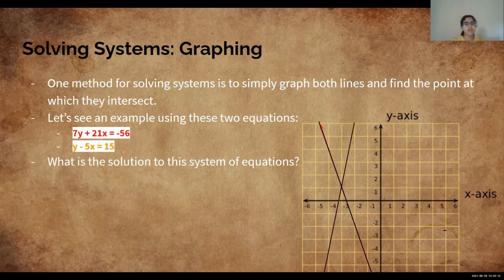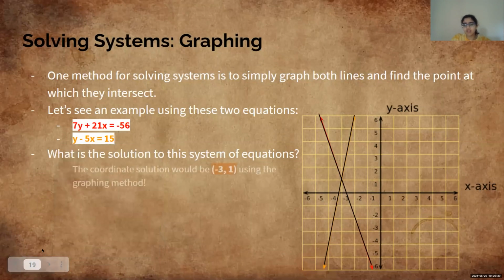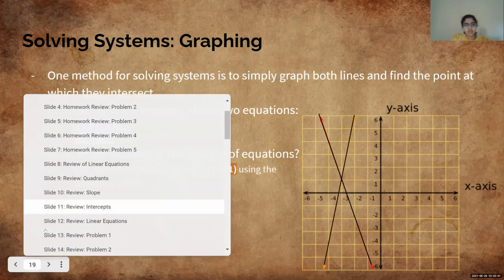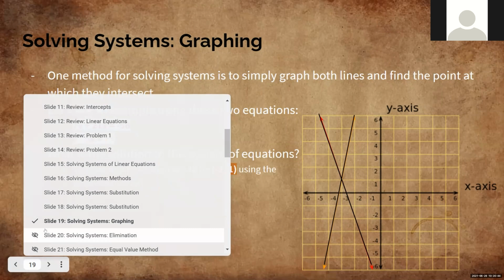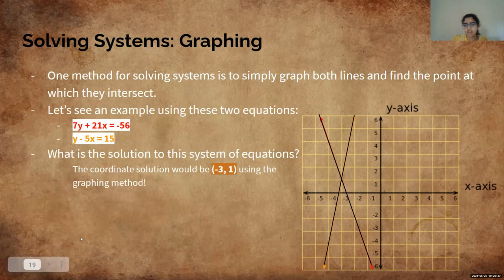So in the chat, where is the point of intersection? What are the coordinates of the point of intersection? Make sure to put parentheses around your answers, otherwise it's not going to be a coordinate. I have one answer in the chat. I have another answer in the chat, however, it is incorrect. Also remember to put both your parentheses.